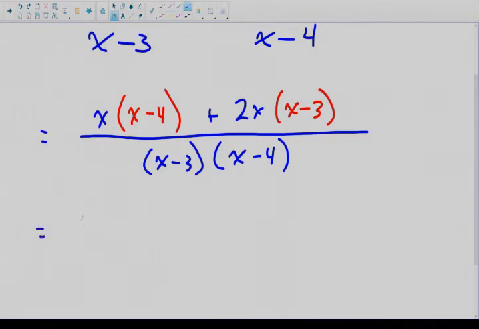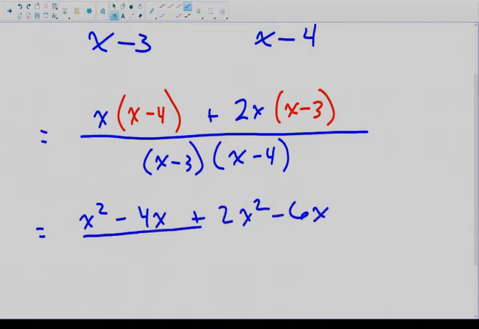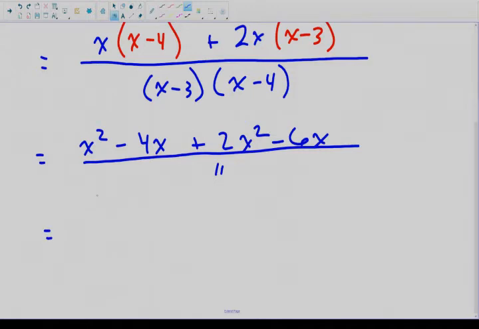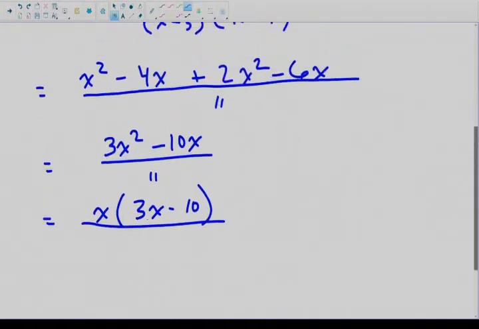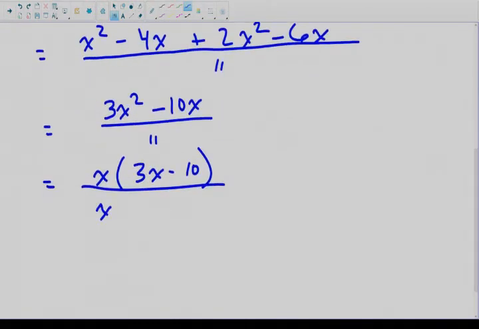Expanding, we get x squared minus 4x plus 2x squared minus 6x, all divided by the common denominator. Then we get 3x squared minus 10x, all divided by the common denominator, equals, and I believe the only thing I can factor out of there is an x, so x times 3x minus 10. And now I'm going to rewrite the common denominator, x minus 3, x minus 4.